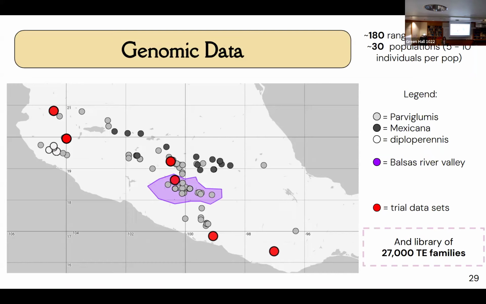The red dots are trial data sets that I've been using to refine my methods, and the purple polygon is the Balsas River Valley, which is the theorized origin of maize. In addition to my genomic data, I have a library of 27,000 TE families from previous work by Michelle Stitzer, Pop Bio alum.